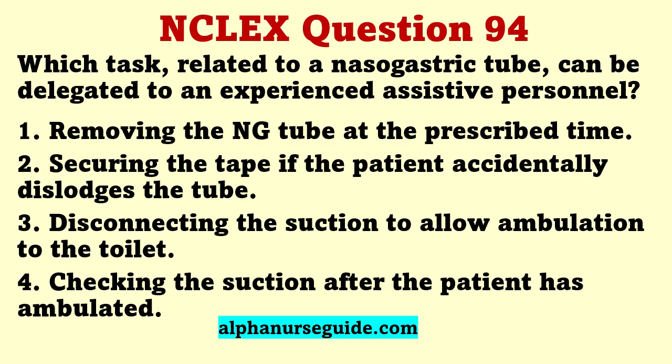The correct answer is 3. Disconnecting the suction to allow ambulation to the toilet. Rationale: Disconnecting the tube from suction is an appropriate task to delegate, but the nurse must give specific instructions or verify that the AP knows how to do this task. Suction should be reconnected by the nurse so that correct pressure is checked. If the AP is permitted to reconnect the tube, the nurse is still responsible for checking that the pressure setting is correct. During removal of the tube, there is a potential for aspiration, so the nurse should perform this task. If the tube is dislodged, the nurse should recheck placement before it is secured.